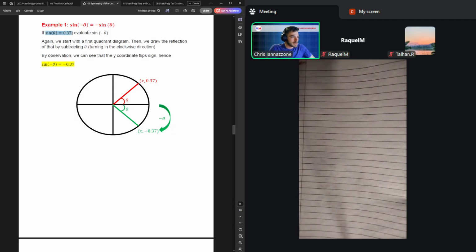So start off as we always have. Sine theta is equal to 0.37. We create our reference angle. It's sine, so y is going to get that value of 0.37. Then we're told to do sine of minus theta.